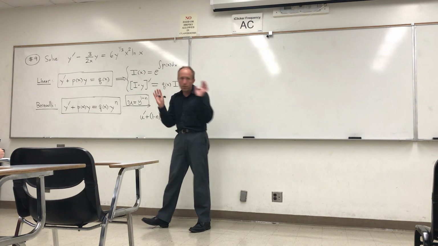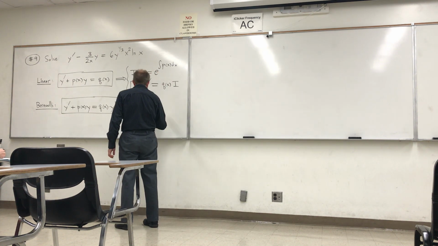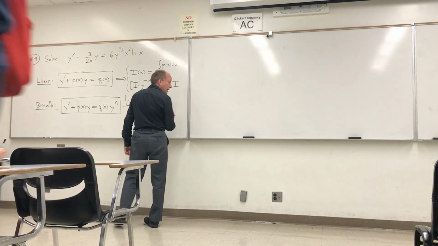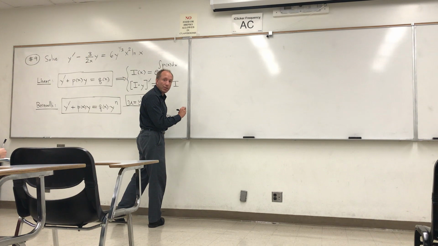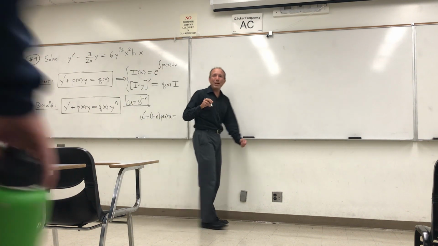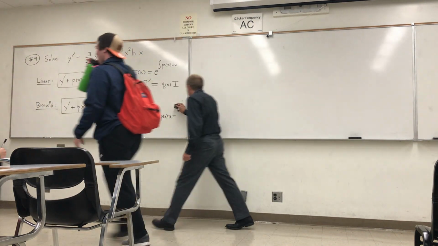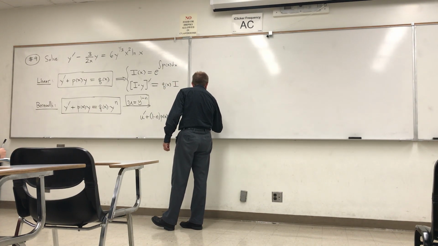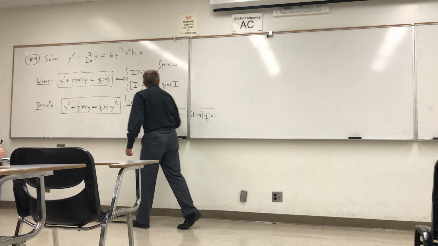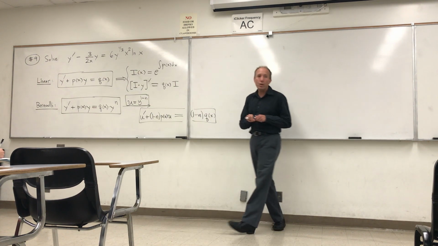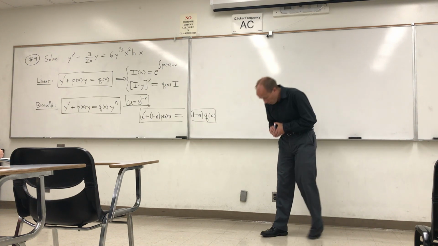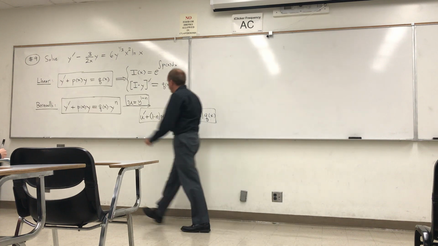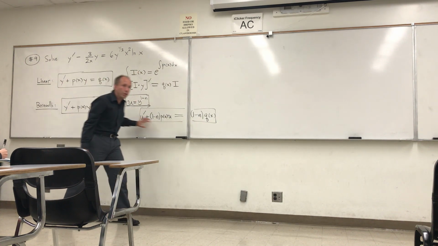So you don't have to be able to derive all of this, but I just want you to see it here. U prime plus 1 minus n p of x u equals, careful there, Travis. Yep. You might want to pick a different spot. Yeah, thank you. Equals 1 minus n q of x. So this is what the Bernoulli equation becomes after you change variables. Okay? So make sure that you know the formula there for the change of variables and the new equation.